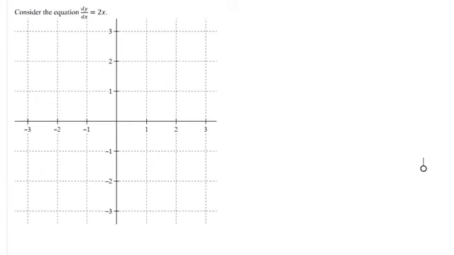Today we're going to be talking about slope fields, and we're going to start by just looking at the equation dy/dx equals 2x. We looked at this a little bit last unit, but in general, when we have an equation involving a derivative, we're going to call that a differential equation. Okay, and dy/dx equals 2x.